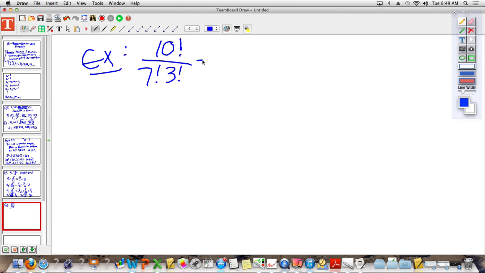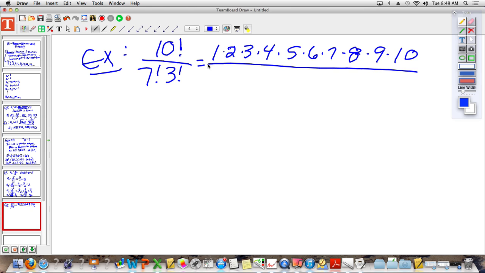What is 10 factorial? 1 times 2, and so on. Where do I stop? 7, 8, 9, 10. Divided by 7 factorial, which is 1 times 2 times 3 times 4 times 5 times 6 times 7. But then that has to be multiplied by 3 factorial, which is 1 times 2 times 3. So I'm going to go times 1 times 2 times 3.